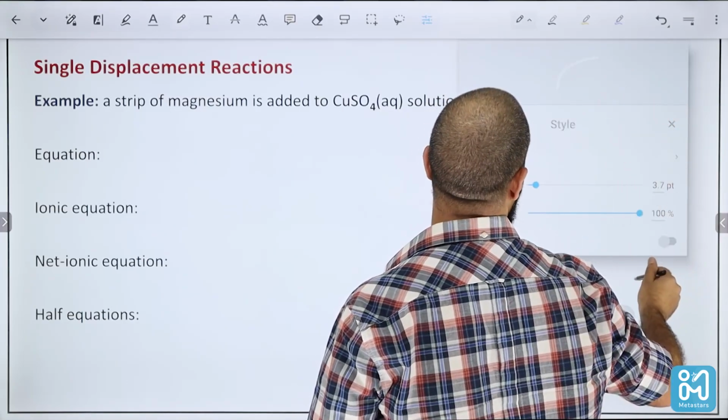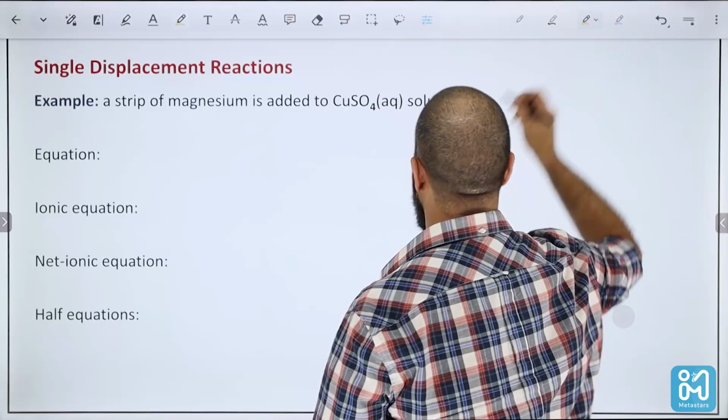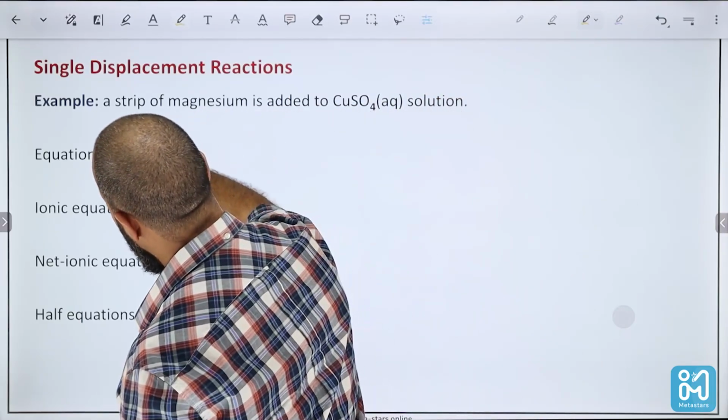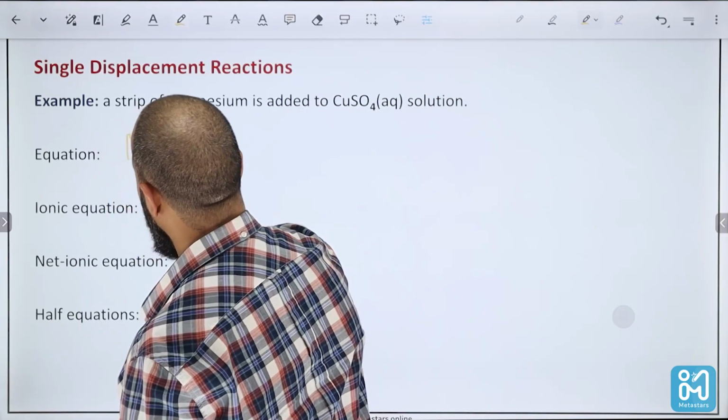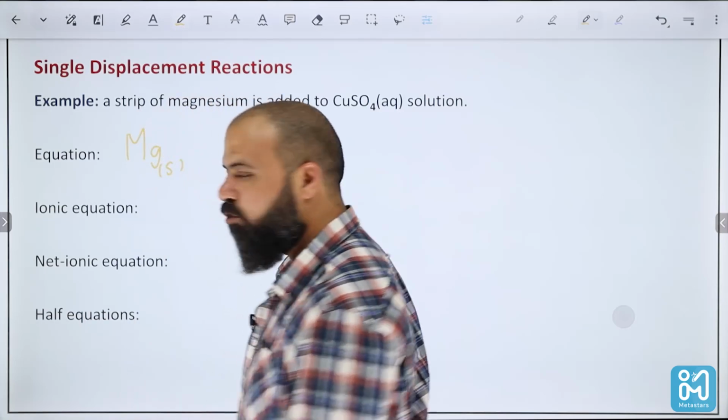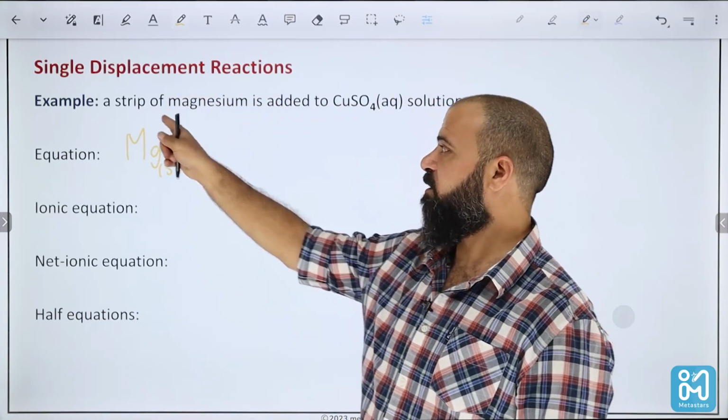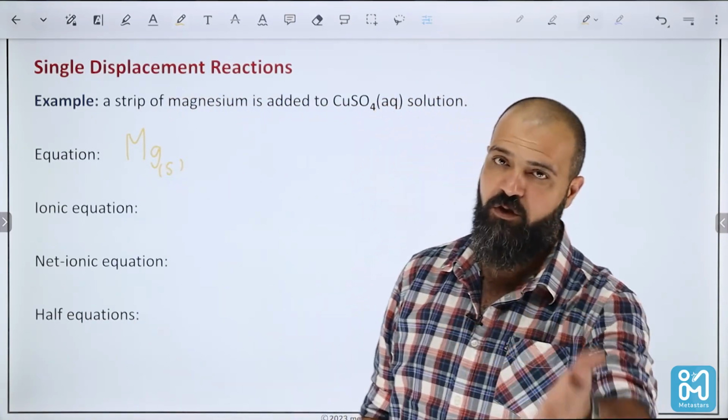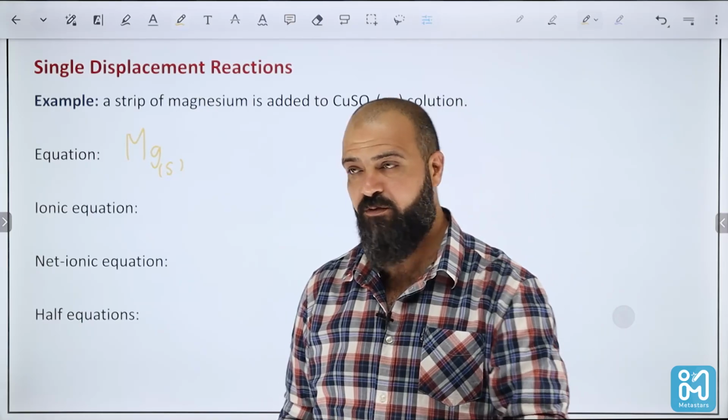We don't have different colors. We have this one. Mg, is it good? Yes, it's good. Mg solid. How do you know it says it's solid? They're saying a strip of magnesium. By the way, magnesium is a metal and it's solid at room temperature.